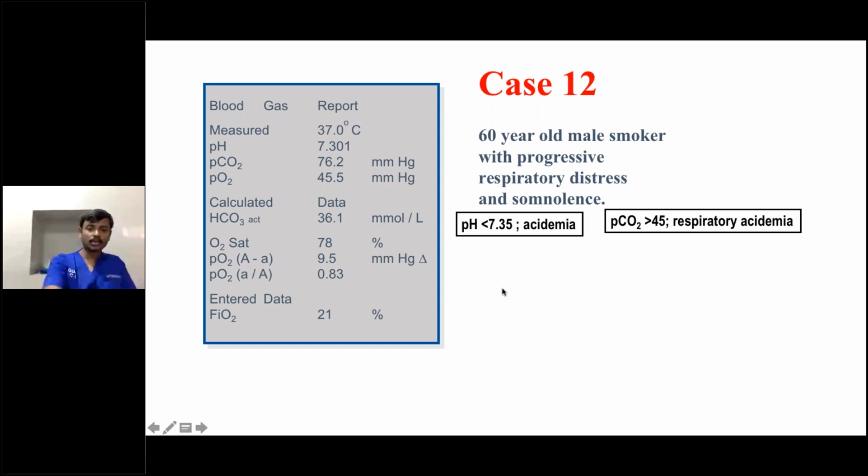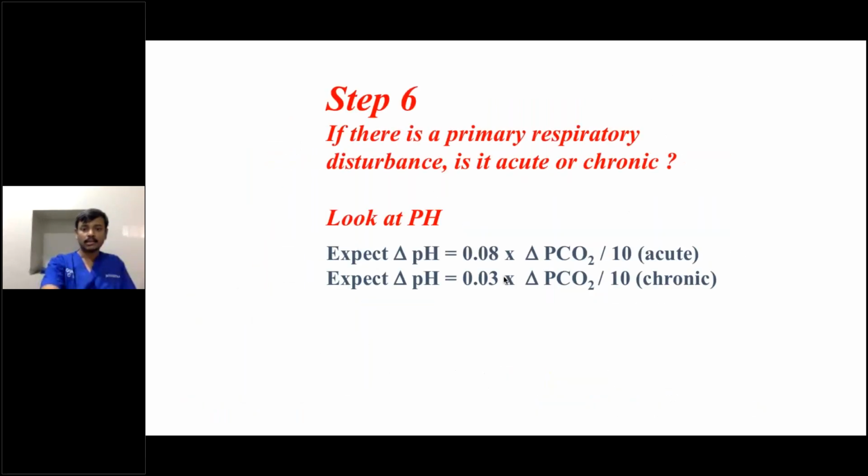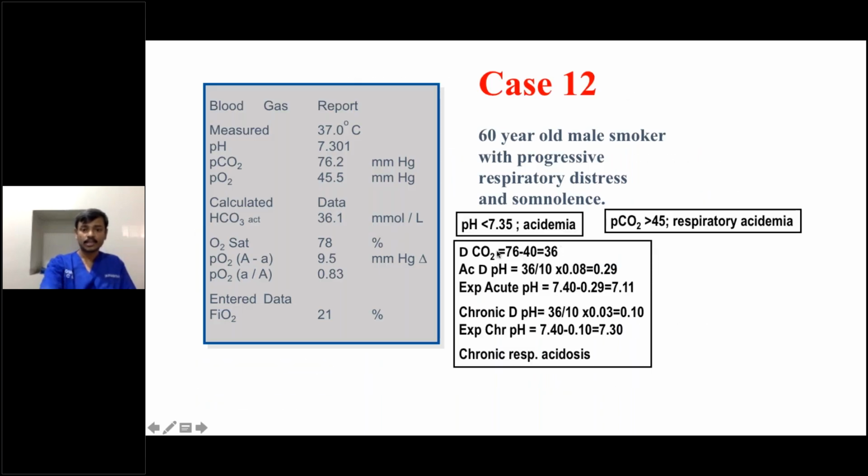How to identify acute? We can use this formula: acute expected change in pH is equal to 0.08 into change in PCO2 by 10. That formula we are using here. So the change in PCO2 is 76 minus 40, which becomes 36. 36 by 10 into 0.08 becomes 0.29, meaning pH varies by 0.29. It's acidosis, so it should reduce: 7.40 minus 0.29 becomes 7.11.